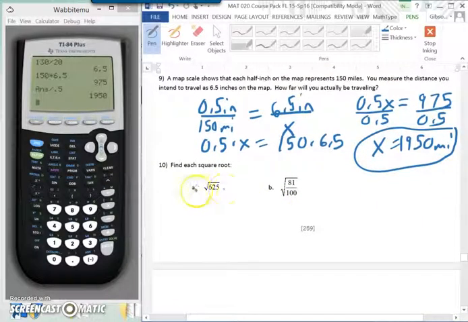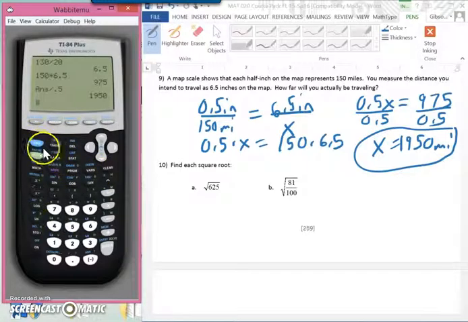Okay, now we go down here to A. Now A and B, basically you could do this in your calculator. We have a square root of 625. You would press the second function key and then this x squared key, and it gives you the square root symbol. Then type in 625 and that gives you 25.